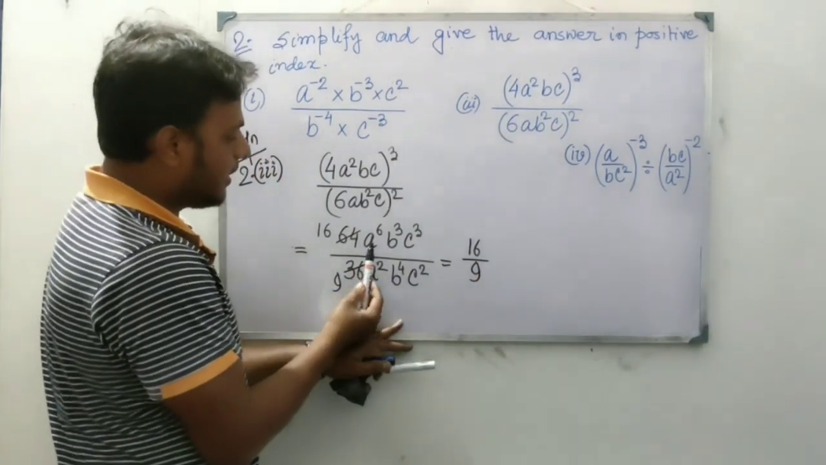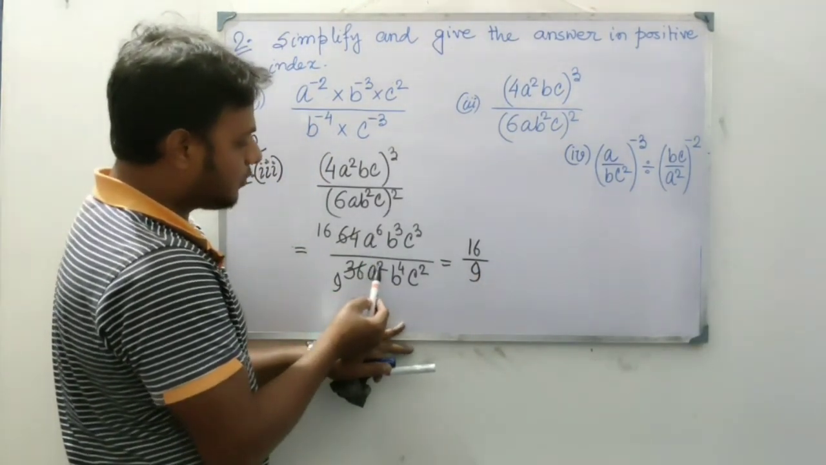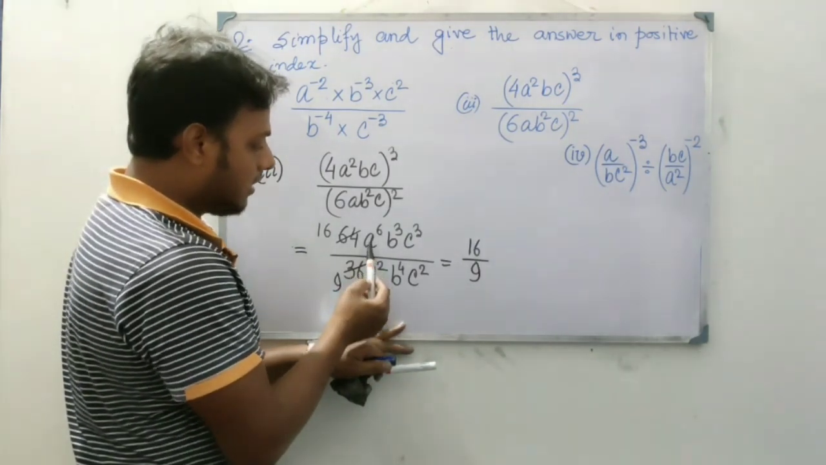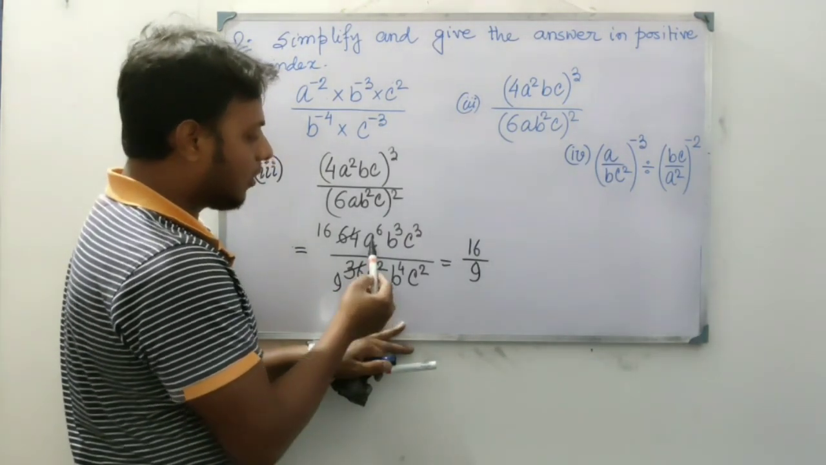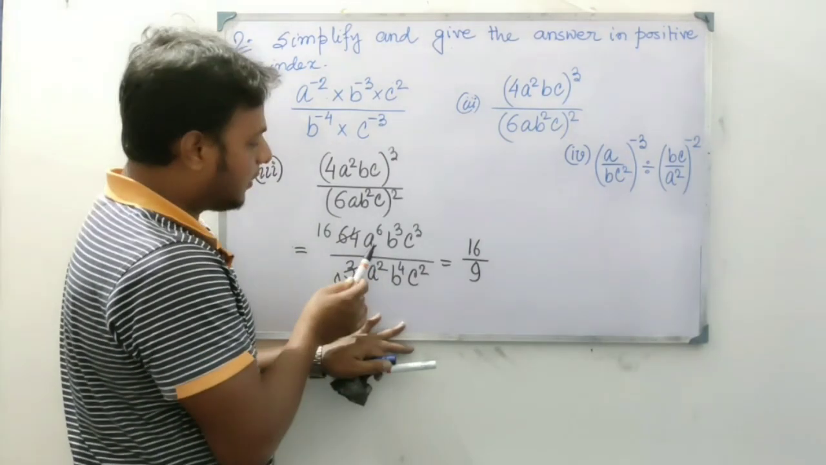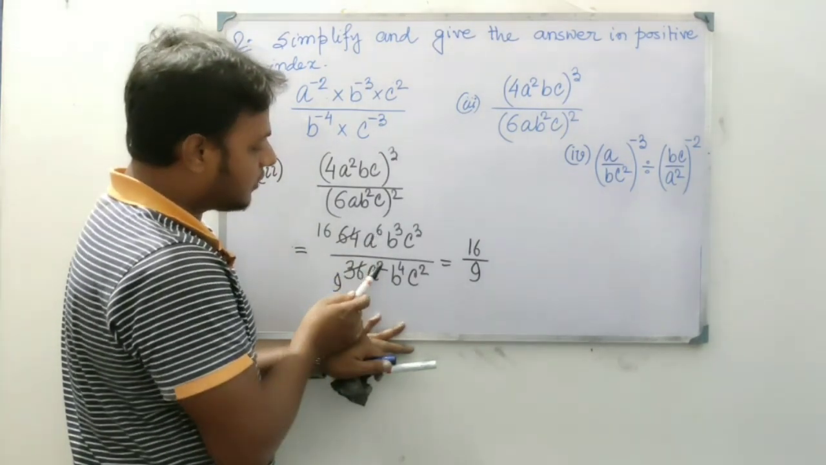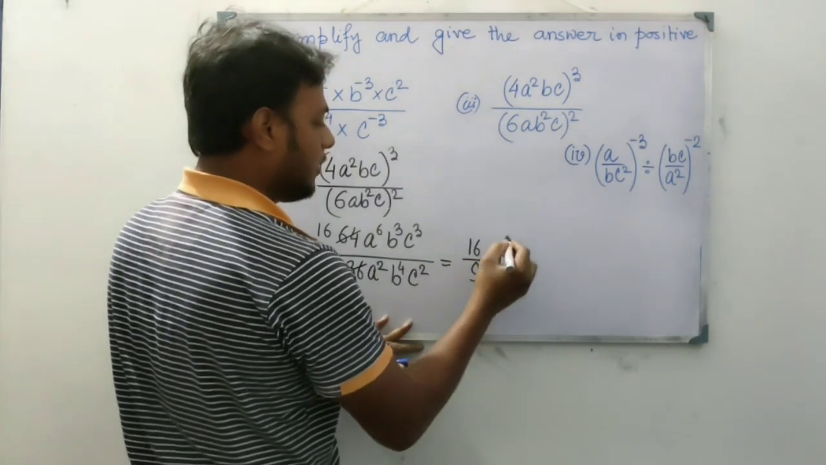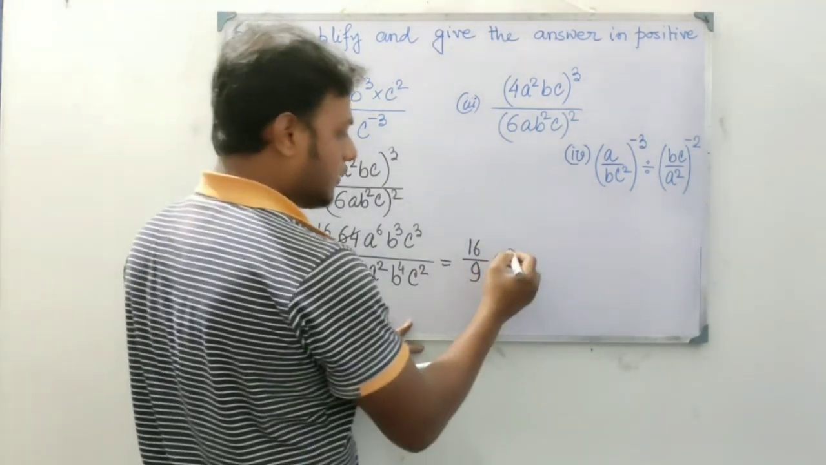Now we will solve. See here, a to the power 6 is there and a square is there. So these two are in division form, and they are of the same base. So we can apply the law of indices. You have to subtract the power. So a to the power 6 minus 2. Okay, a to the power 6 minus 2 means a to the power 4.